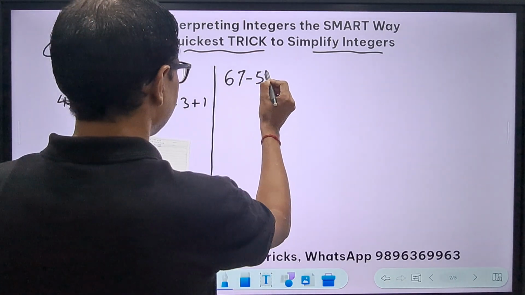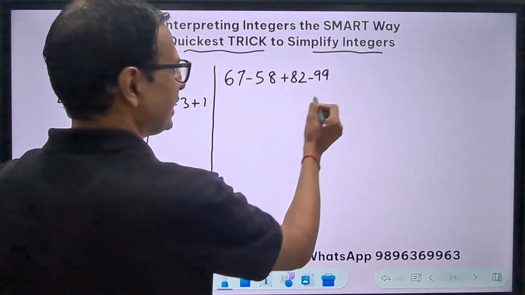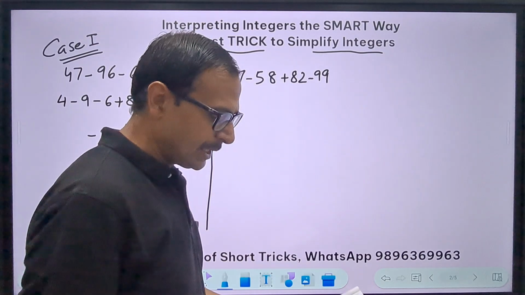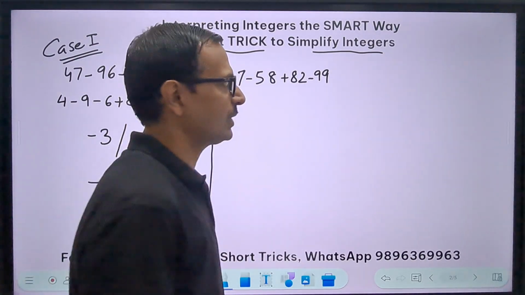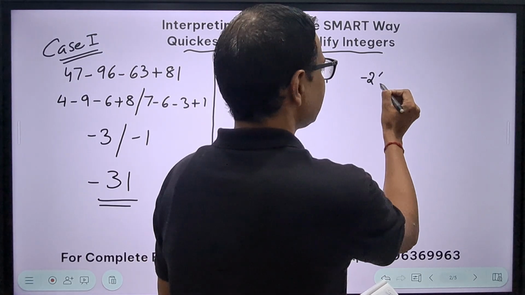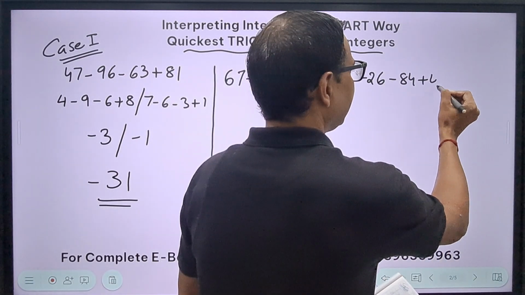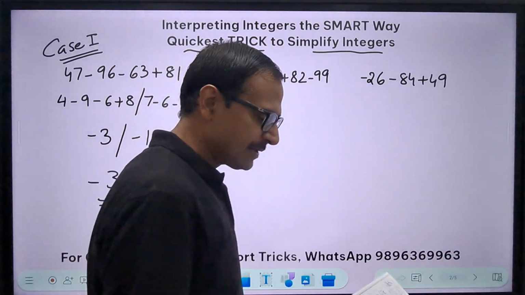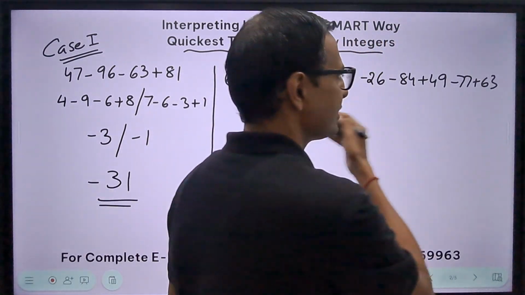67 minus 58 plus 82 minus 99. That is the second one I am going to take up for this one. And then we can have a question where we have maybe 5 integers. Okay. So negative 26 and then negative 84 plus 49, 3 integers, and negative 77 plus 63. Okay, 5 integers here, see.